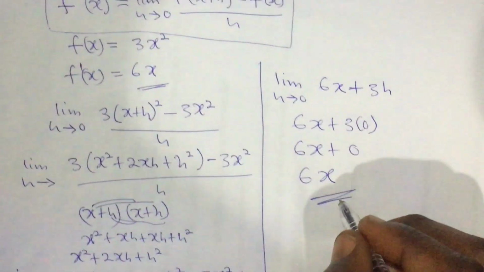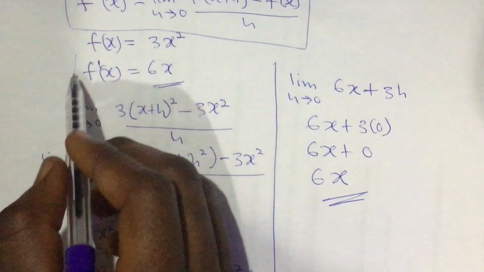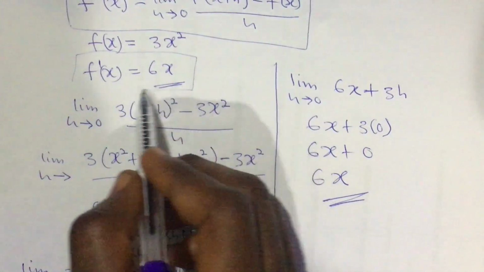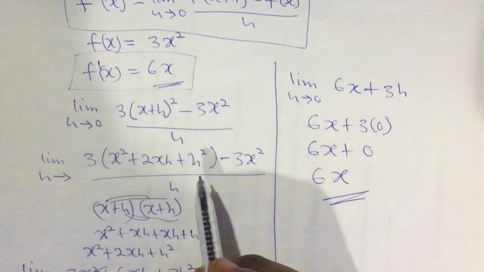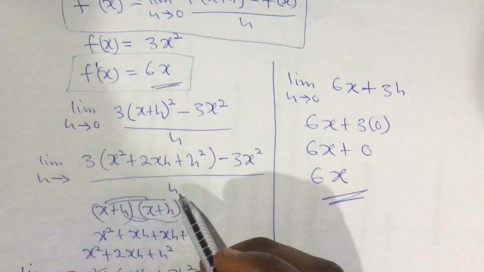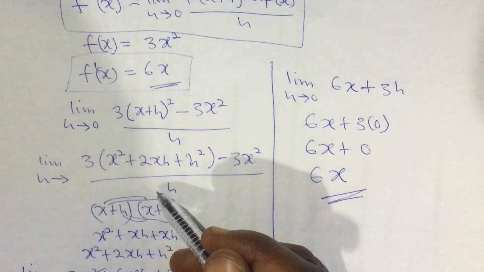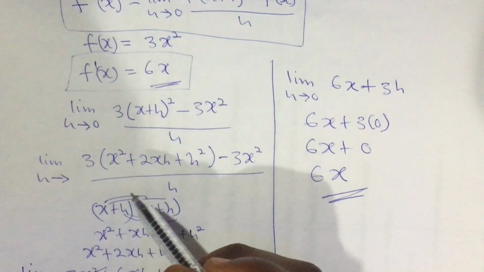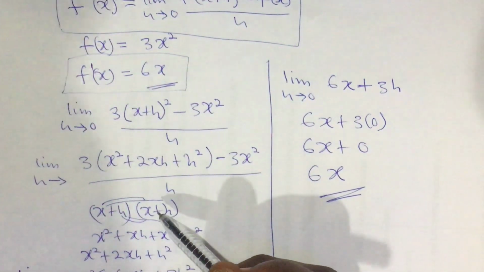You can see that by the time you use the power rule, you're still going to get 6x. So the power rule is a bit simpler, but you might be asked to use the first principle. So this is how you can solve using first principle.